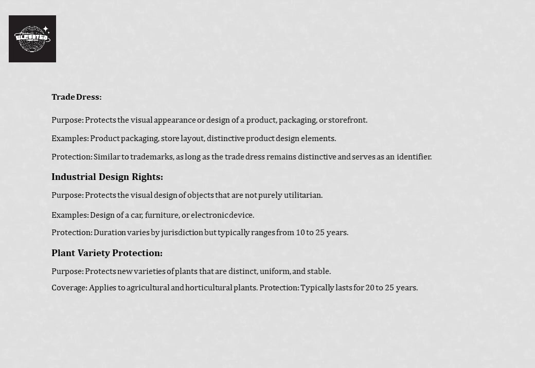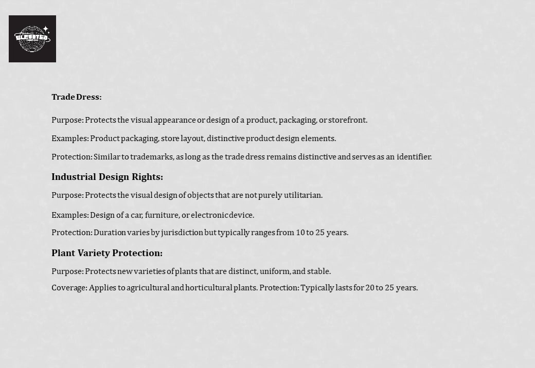Industrial design rights. Purpose: protects the visual design of objects that are not purely utilitarian. Examples: design of a car, furniture, or electronic device. Protection: duration varies by jurisdiction but typically ranges from 10 to 25 years.